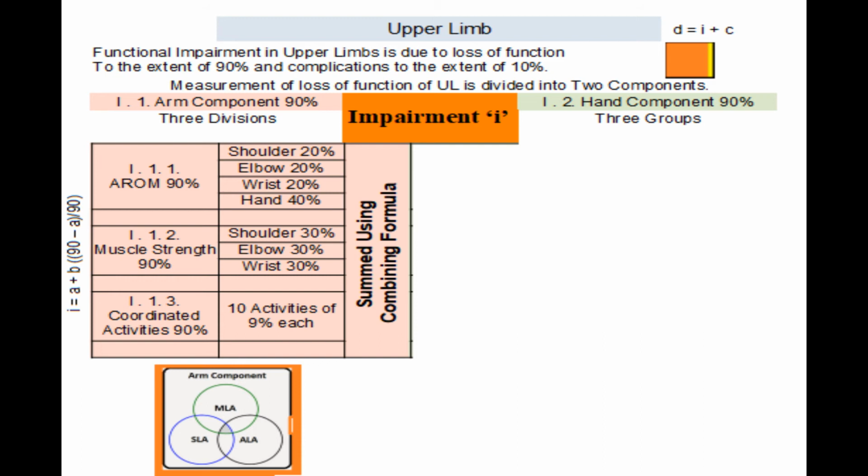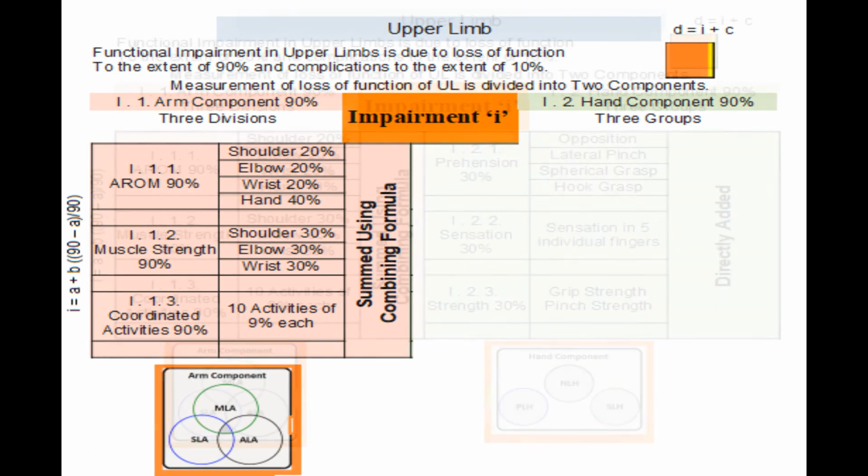Now we have come to the end of the arm component and we have 3 values. One value from each division, that is one value from AROM division, one value from muscle strength division, and one value from coordinated activities division. We have to arrange these 3 values in the descending order and apply combining formula twice. That is called telescopic combining. That results in only one value for the whole of arm component. As we have applied combining formula for summing up the impairments, the maximum value of losses in arm component that we can get will be limited to 90.